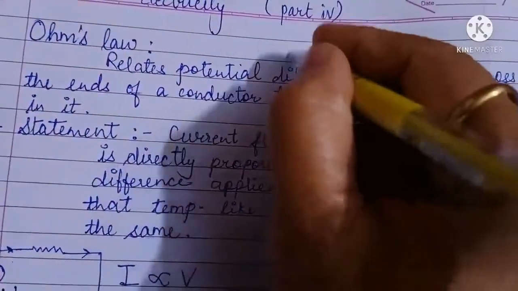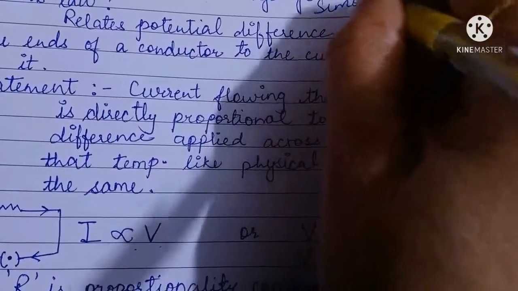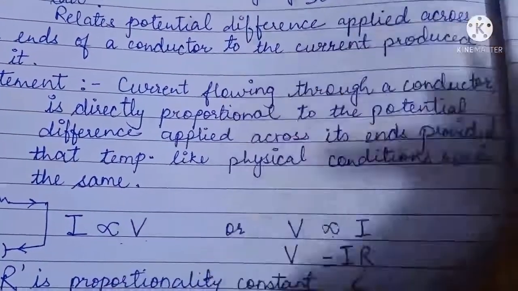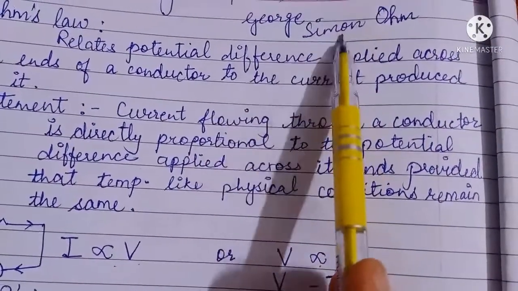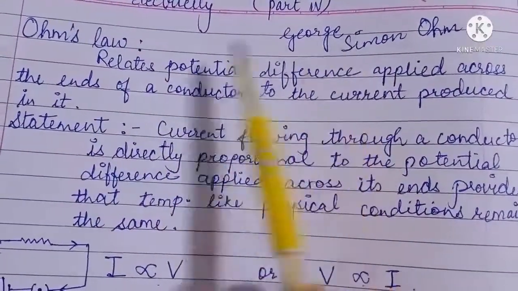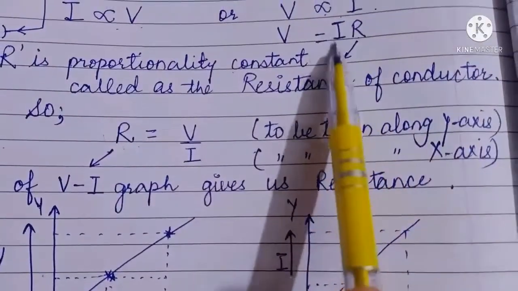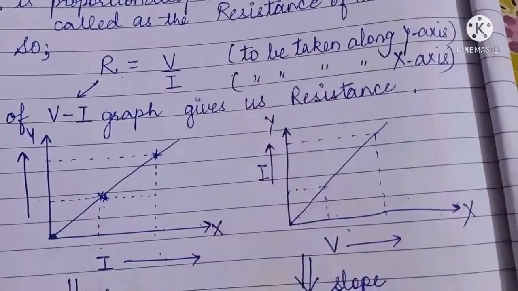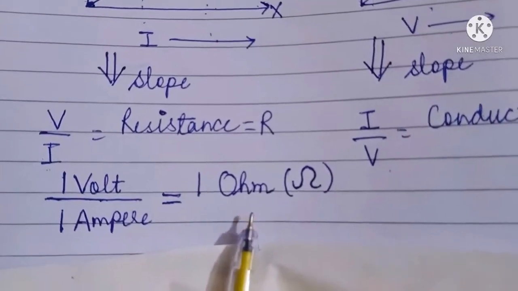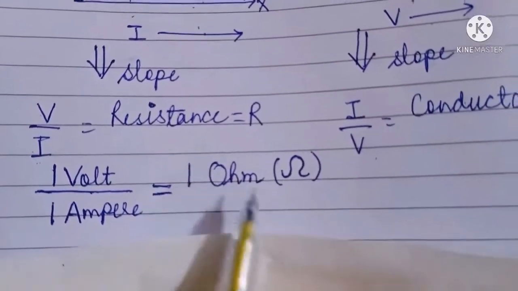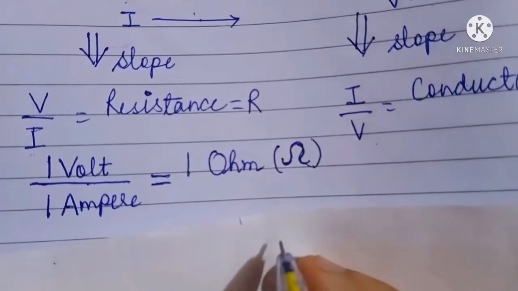His name was George Simon Ohm. You can be asked this question also. So George Simon Ohm was the one who defined Ohm's law. So in order to honor him, for this constant of proportionality, that was R, resistance value, resistance is defined in terms of ohms. Ohm is the SI unit of resistance, and the symbol for ohm is this one. It is ohm. This is the symbol for ohm.